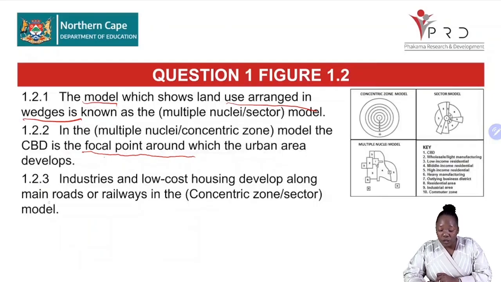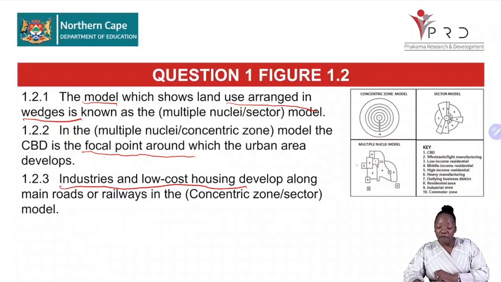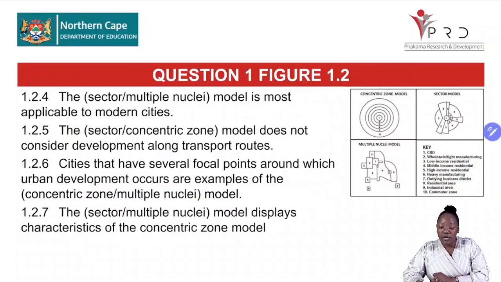Then your third question, the industries and low-cost housing develop along the main road. So if the industries as well as the low-cost housing develop along the main road or the railway, is it in the concentric or in the sector model? So you just need to check the diagram again. And then after that, we're going to display the following questions, which is question 1.2.4 up to 1.2.7.